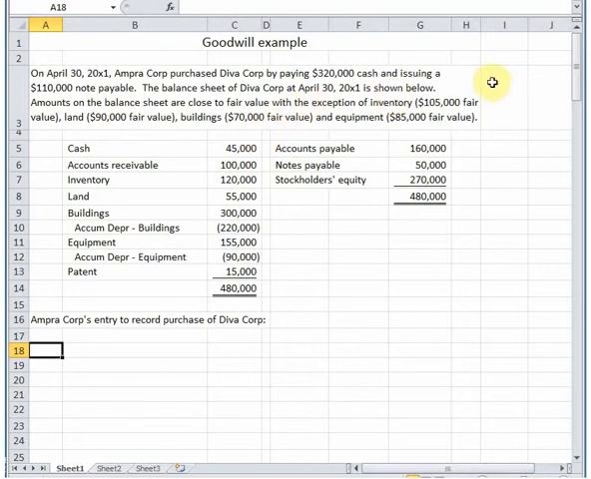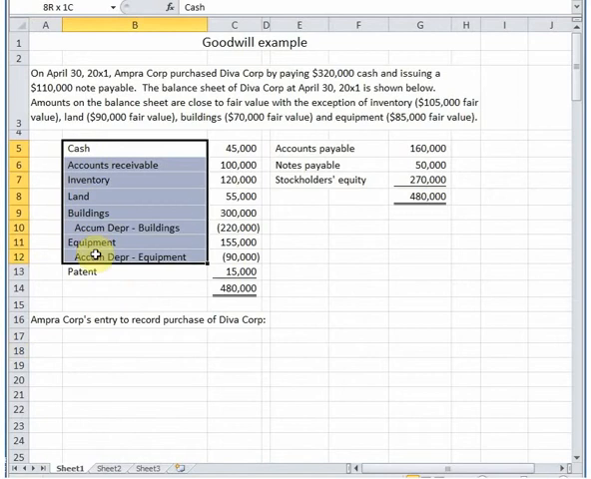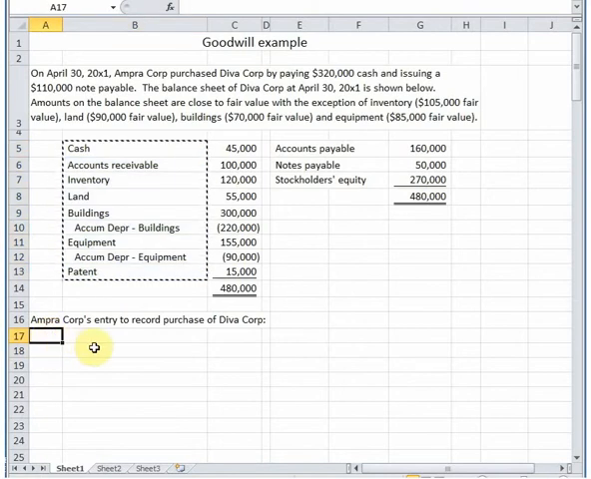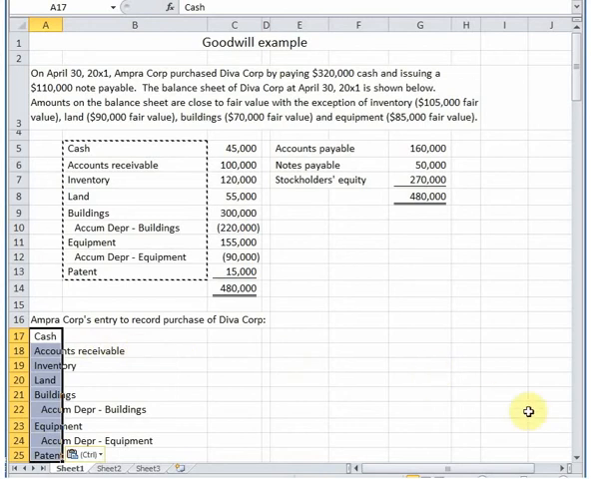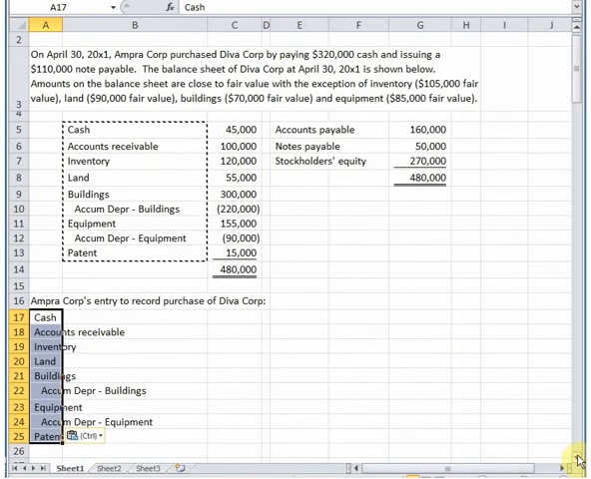So this information here tells us that down here is Diva Corp's old balance sheet before they were bought out as of that date, and that the amounts in this balance sheet are really close to the fair values with the exception of inventory, land, buildings, and equipment, and here they give you the fair values for those items. So remember, in a purchase, we want every item to be at its fair value. So to start this journal entry, I'm just going to copy all the accounts here because we're receiving all these items, but we're going to have to delete a couple of them right off.